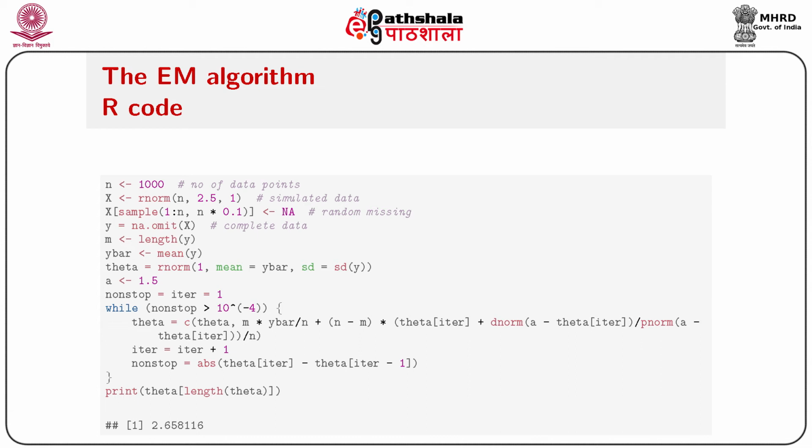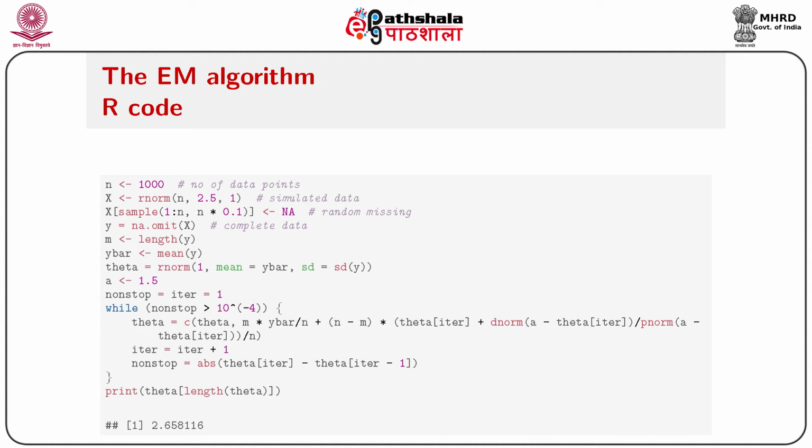Now y equals na.omit(x) and m equals length of y, and y bar is mean of y. Theta equals rnorm(1, mean equals y bar, sd equals sd y), a equals 1.5, and then non-stop is one variable getting it, and eta equals 1.